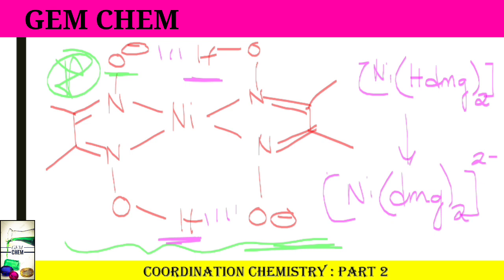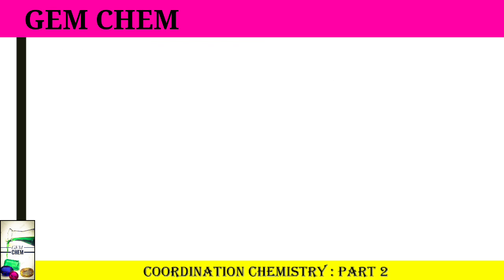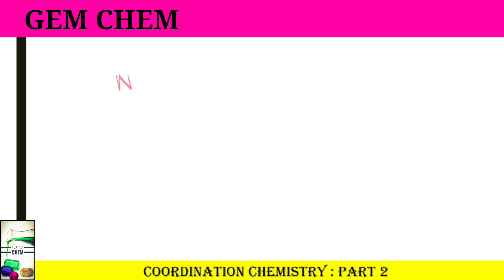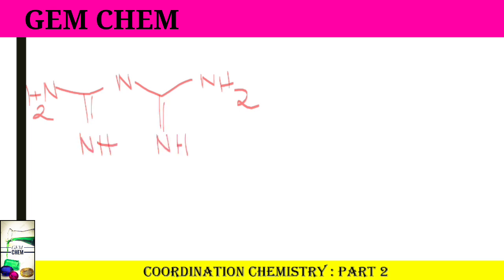Now we will shift to our next bidentate ligand, which is biguanide. Biguanide looks somewhat like this: we have a nitrogen center in between. On the two sides we have 2 NH2, and in between double bond NH. Similarly on this side we have double bond NH, and here we have a hydrogen. This is known as biguanide and its short form is H-big.